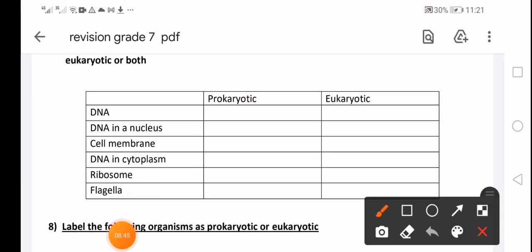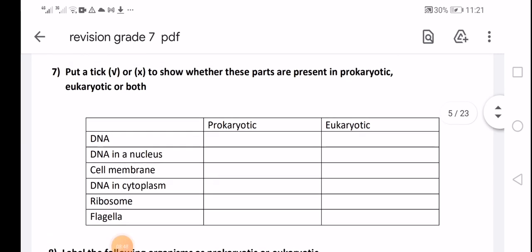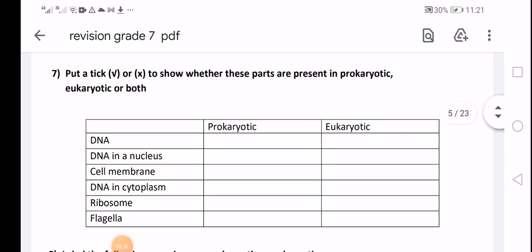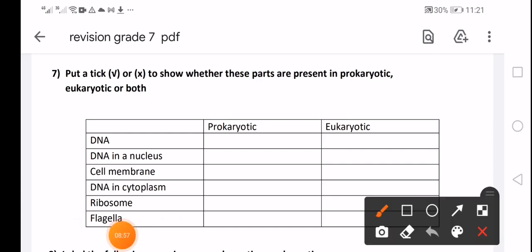Put a tick or X to show whether these parts are present in eukaryotic cells, prokaryotic cells, or both. DNA present in both. DNA in the nucleus only in eukaryotes. Cell membrane, both. DNA in the cytoplasm only in prokaryotes, as prokaryotes do not have a nucleus, so their DNA is present in the cytoplasm. Ribosome in both. Flagella only in prokaryotes.